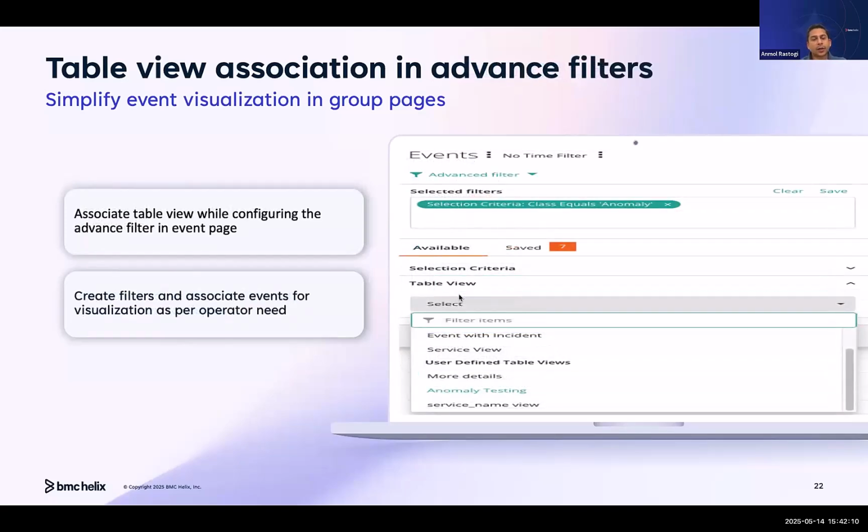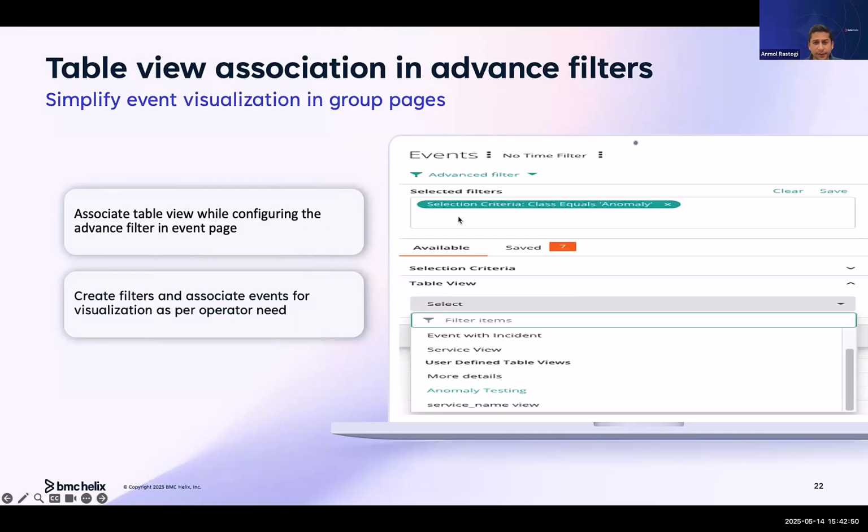Another important change to call out is the event advanced filter association with the table view. As you can see, I have selected my class equals to anomaly in this screenshot. It's a little weird at the moment, and then I have created an anomaly testing table view where I wanted to see only the message and only the class type of the event, right? So what I did is I created this table, and then I selected this table. I have associated this table with my selection criteria.